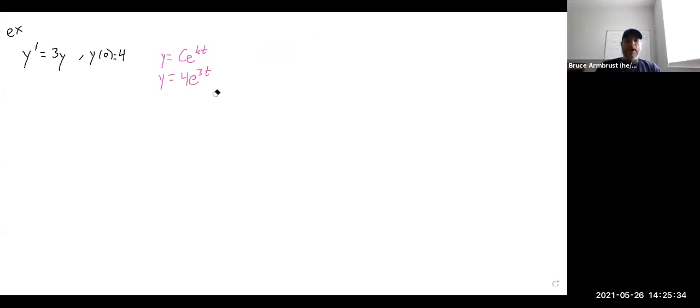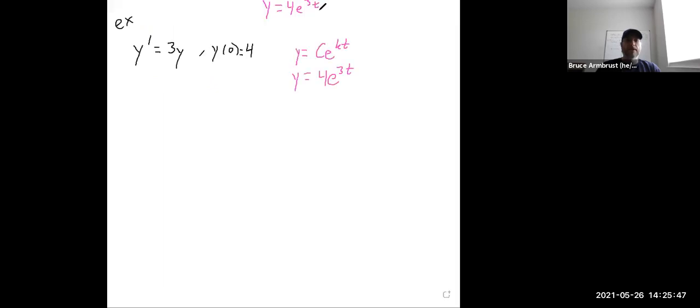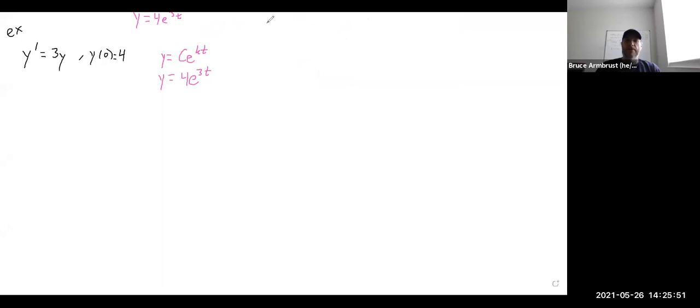All right. So we already know what the answer is. We know it's y equals 4e to the 3t. But let me show you how using a Laplace transform will get us there as well.